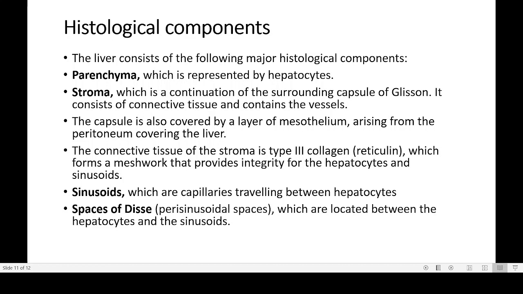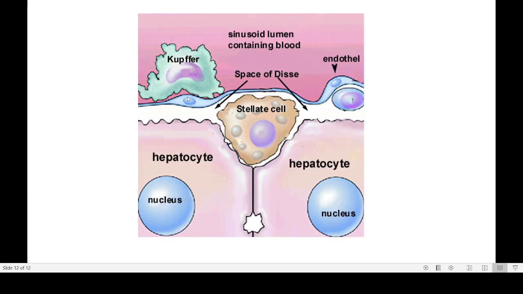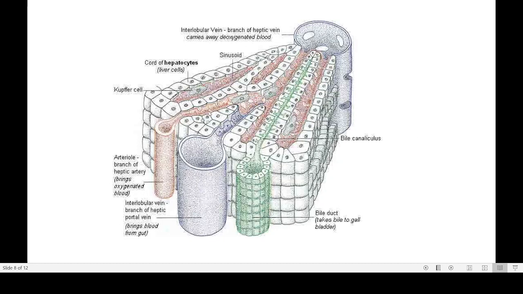So the first is the parenchyma, and the second structure is known by the name stroma. Stroma is actually a continuation of the Glisson capsule. Now another structure that we are finding in the liver is the sinusoids. You can find that these are the sinusoids. This blood-filled cavity is known by the name sinusoid. Here also I will show you that these spaces are known as sinusoids. That is the third type of structure that we are finding in the liver.